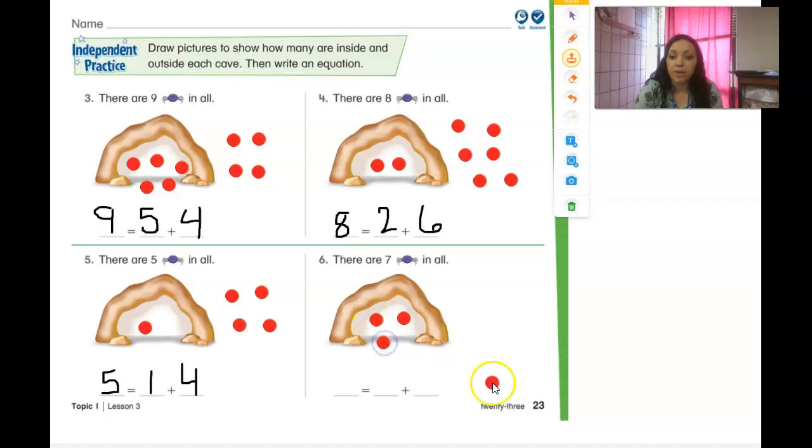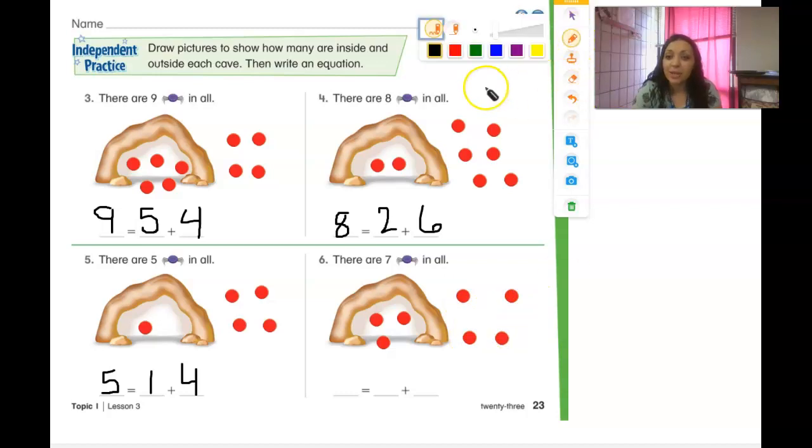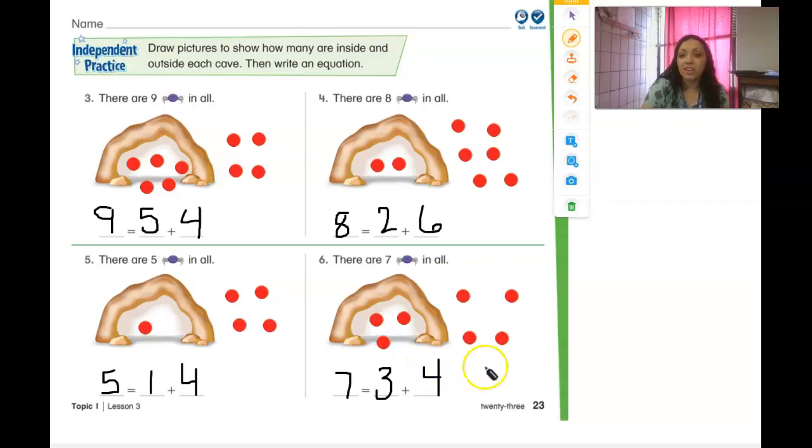I want to put 3 inside. So I have 3 inside. Now I have to get to 7. So how many more would I need to add? Let's see if you're right. 3, 4, 5, 6, 7. If you said 4, give yourself a big pat on the back because you are exactly correct. So I had 7 in all. One of my parts is 3 and my other part is 4. Very good. So there are lots of different ways you could have done that problem. All right, we're going to go ahead and flip to the next page.